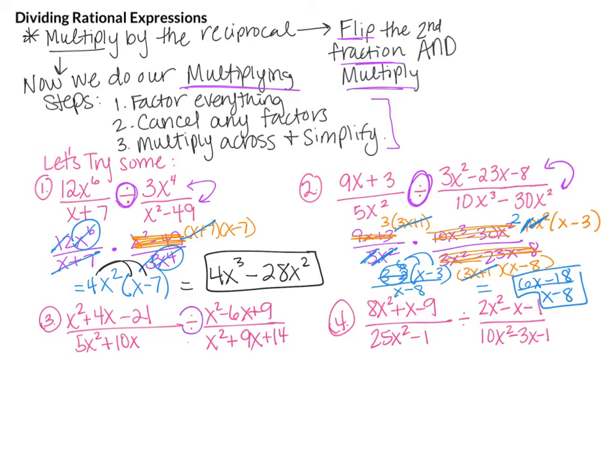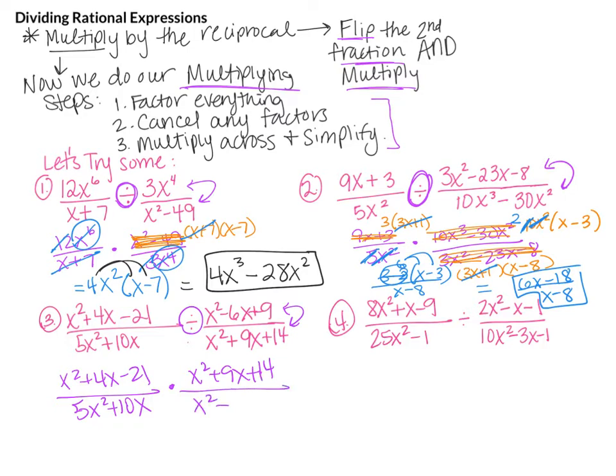So I've got division, which means I'm going to flip that second fraction. So I have x squared plus 4x minus 21 over 5x squared plus 10x, multiplied by x squared plus 9x plus 14 over x squared minus 6x plus 9.